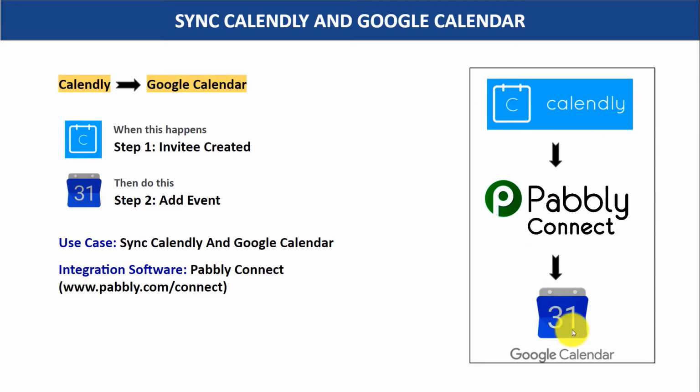So here you have two choices. The first choice is you copy all the details of the invitee from Calendly, sort them out individually, and manually create an event in Google Calendar. The problem with this approach is it's very repetitive and tiresome. So I would suggest that you bring in some automation, so that whenever a new invitee is created in Calendly, it will automatically add an event in Google Calendar.